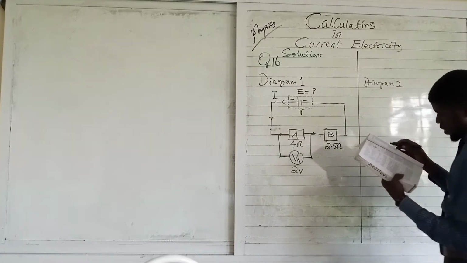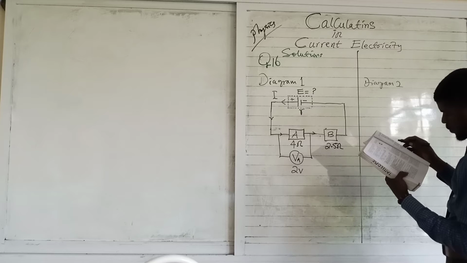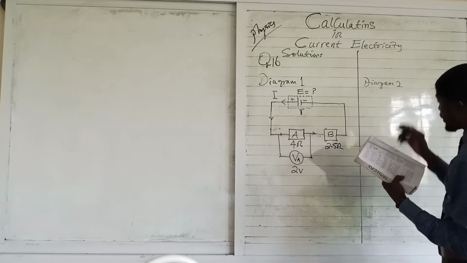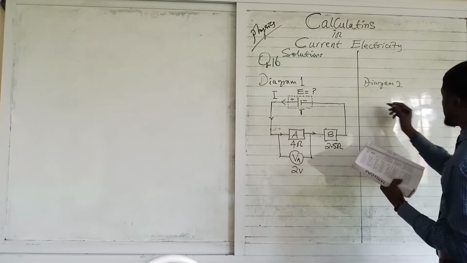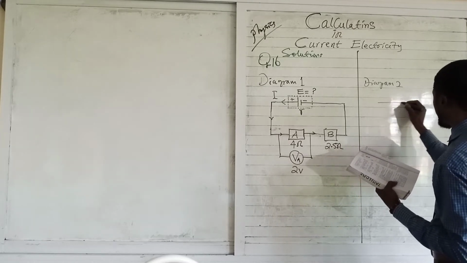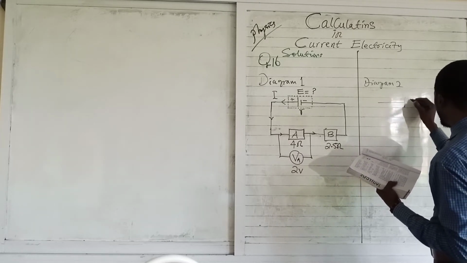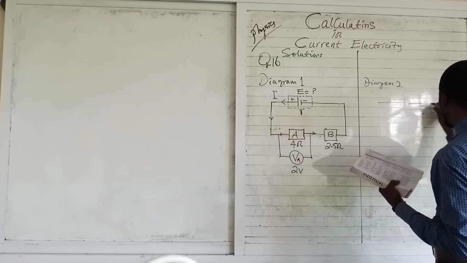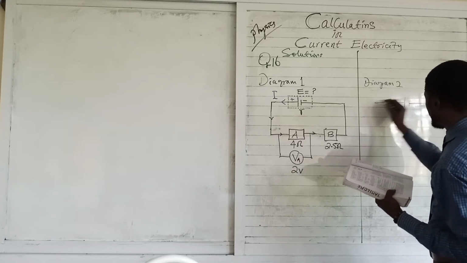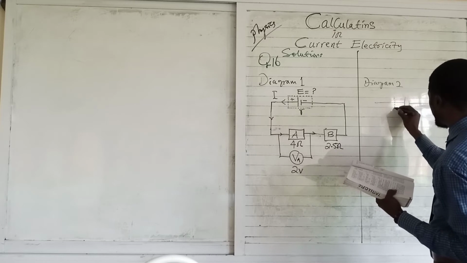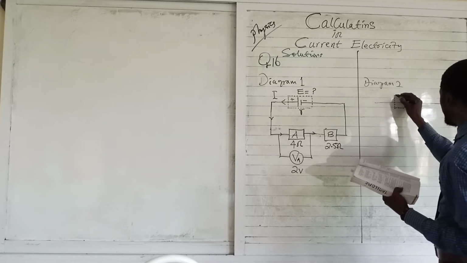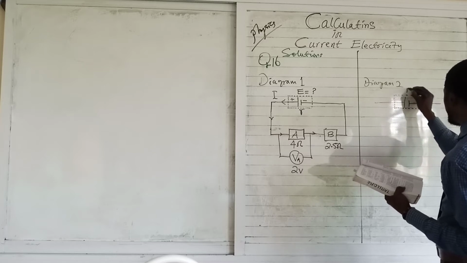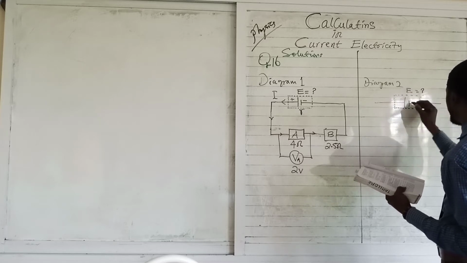Now they say, when another resistor of 4 ohm was connected in parallel to A, and a voltmeter connected across A and B. So this is the information, the diagram for the second information. Stay with me. The same internal resistance, the same cell, and this is E, still not given.